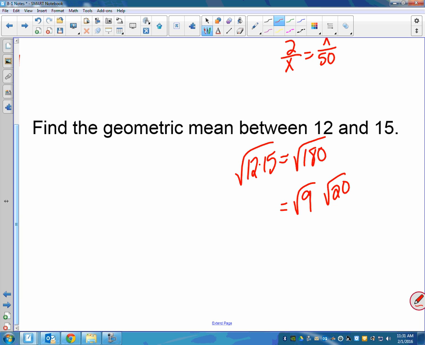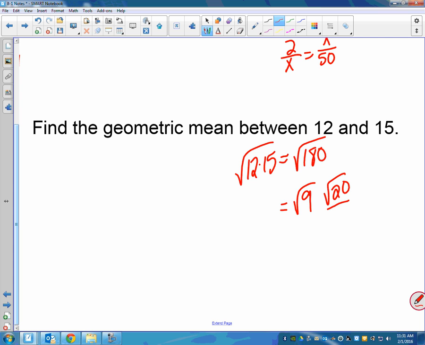So now here's the hard part of simplifying radicals, right? 9 is definitely a perfect square. We could say 3 square root of 20. But you're not done unless this number has no perfect squares in it. Does 20 have any perfect squares left in it? Yeah, so you always have to look and say, can I break that down any more?